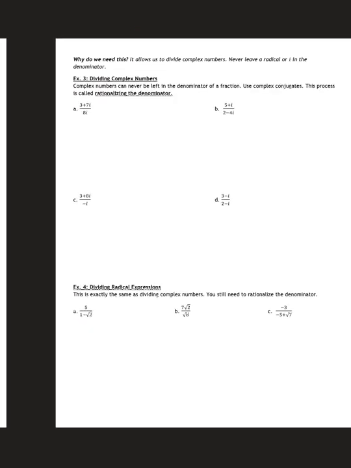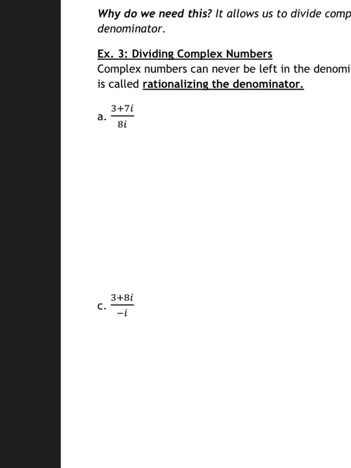So the question is, why do we need to know this? The whole purpose of the conjugate is it allows us to divide complex numbers. We can never leave a radical or an i in the denominator. It's not legal in math. So you'll also hear me call this rationalizing the denominator. So if I walk through a few of these.